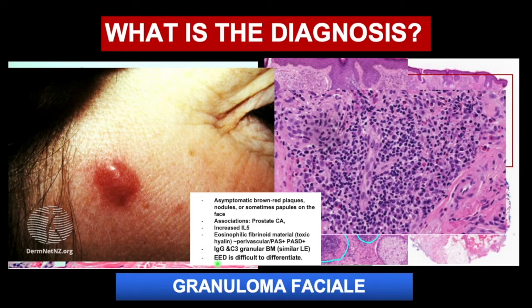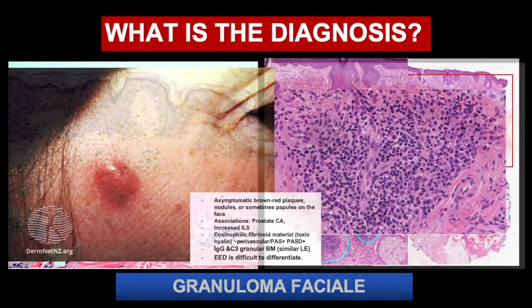And it is difficult to differentiate from EED, the case we discussed earlier. So you have to use the location. This lesion is on the face, while EED is on other parts of the body, most commonly the extremities and the trunk. And also they say that in Granuloma faciale, usually the eosinophils are higher than in EED.